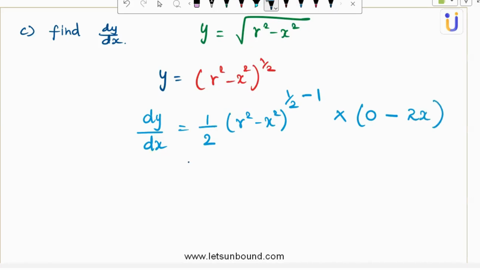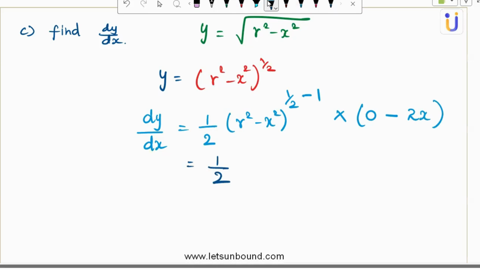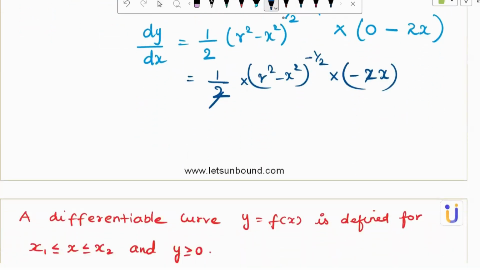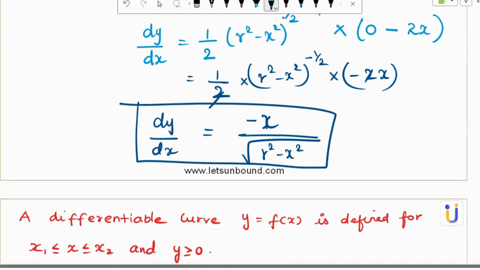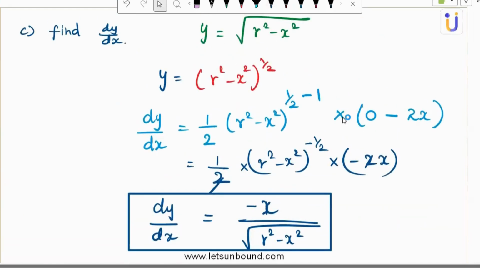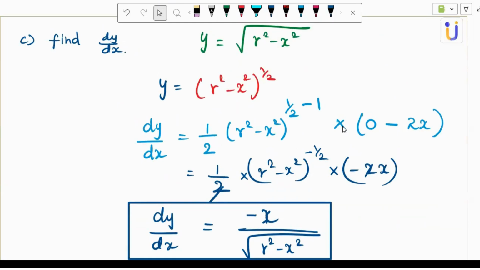That's simple. So now we got half into r squared minus x squared, the whole power minus half, into minus 2x. We can cancel this 2 and 2, and the negative exponent can be reciprocated. So 1 by square root of r squared minus x squared, and minus x will be in the numerator. So this is the expression for dy by dx in terms of r and x. And that's simple, the first part is done. This will fetch us 2 marks.